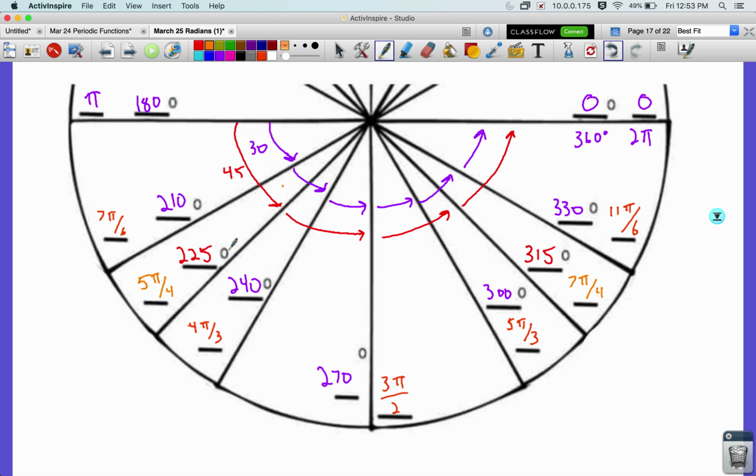And if you ever need one, getting the degree measure always feels a little bit easier because we're so comfortable with 360 degrees. Then you can always convert that by multiplying by pi over 180.